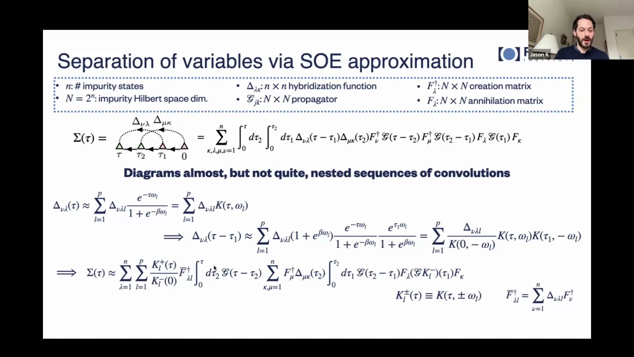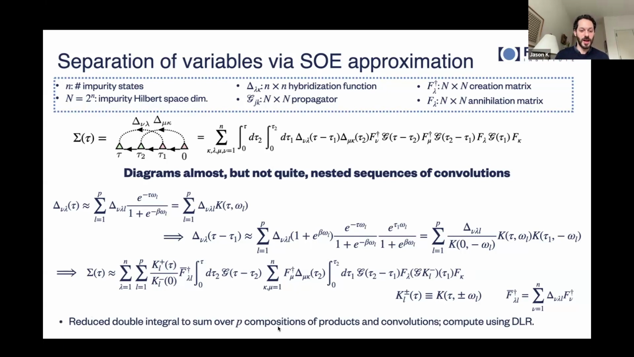The price to pay, of course, is this sum over my exponentials, which is why I wanted the most compact possible sum of exponentials expansion. So I get basically p terms, but each of those is a sequence of convolutions. So I've reduced my double integral to a sum over p compositions of products and convolutions, which themselves can be computed efficiently using the DLR.